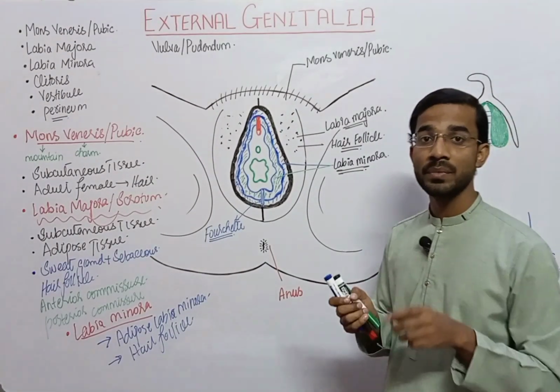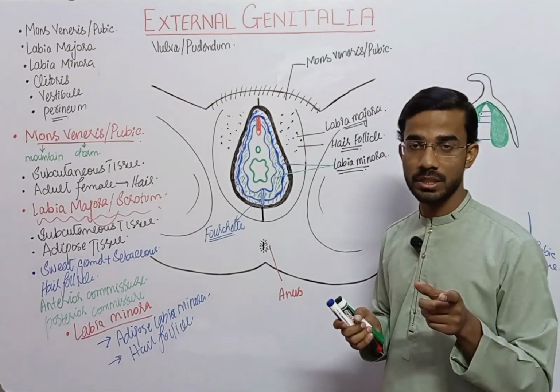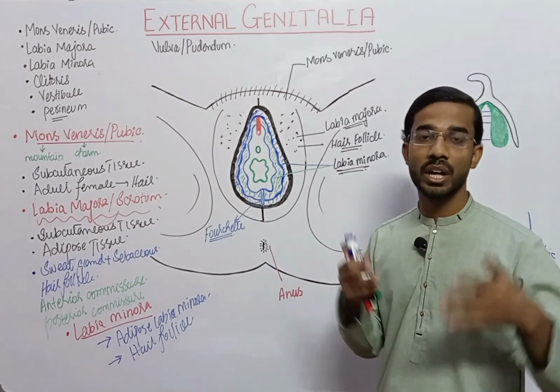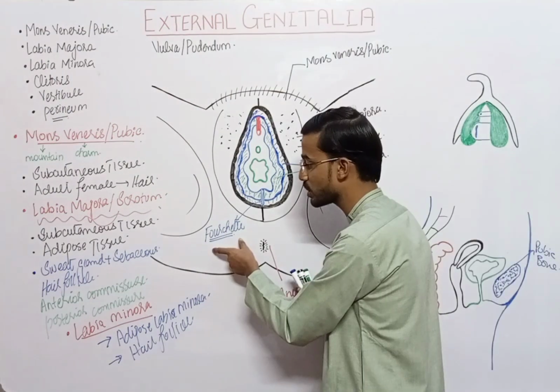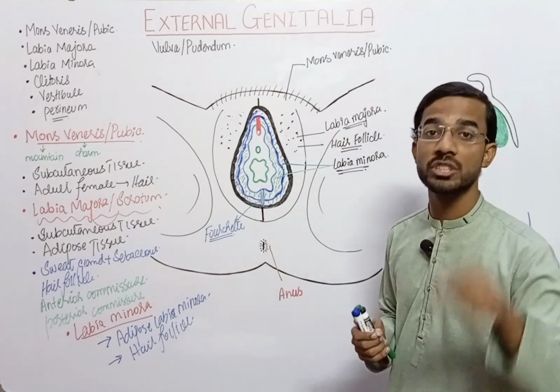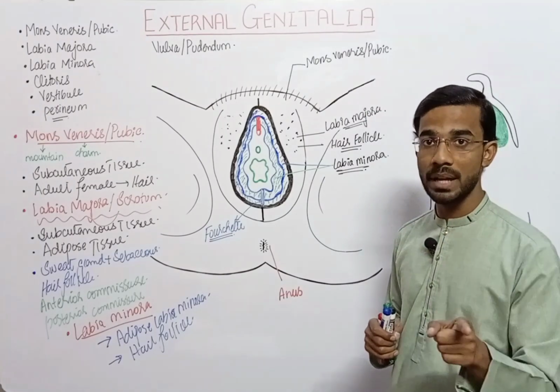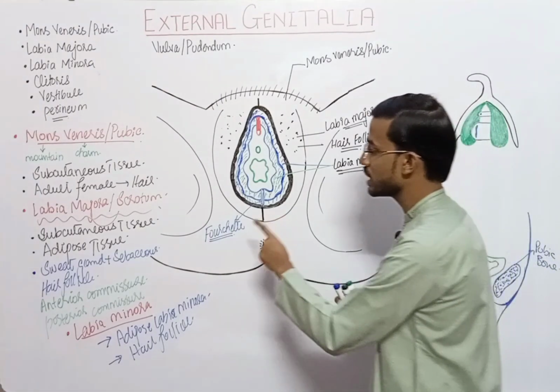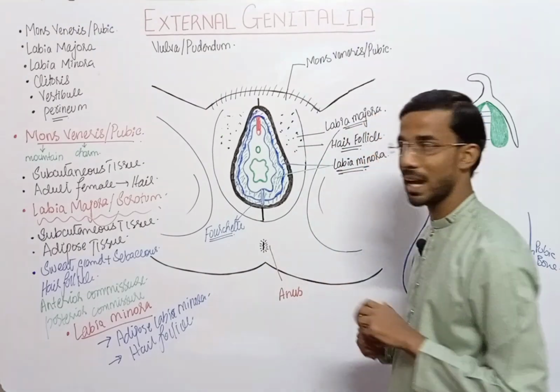This is actually a frenulum-like structure. It provides a junction between the two layers. So the fourchette is present at the posterior side of the labia minora. This is the basic component which is present in that situation.